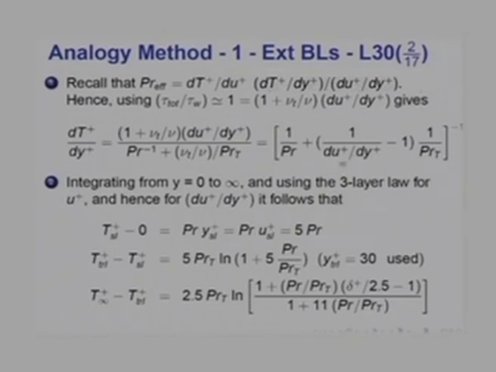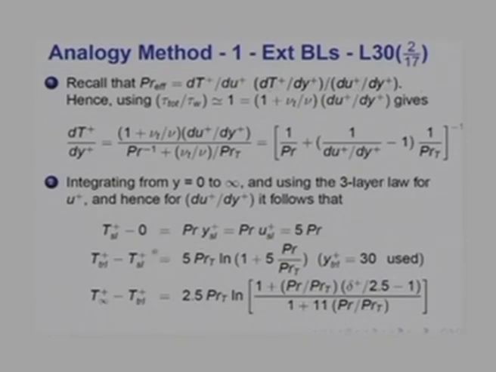Now, if I put dU+/dy+ for the laminar sublayer equal to 1, then of course that quantity vanishes, and I simply get T at the edge of the sublayer plus minus 0 equal to Prandtl times y_SL+, equal to Prandtl times U_SL+, and as you know, U_SL+ and y_SL+ are 5. So, therefore, you get T_SL+ is equal to 5 Prandtl.